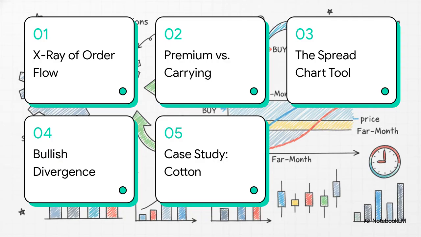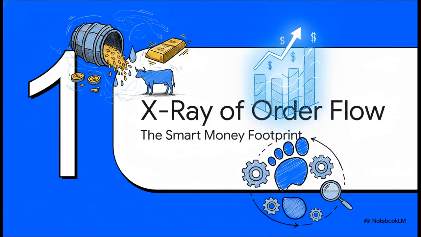All right, so here's our roadmap for this video. First, we're going to give you what's essentially an X-ray view of institutional order flow. Then we'll break down two key market states you absolutely have to know. After that, we'll introduce a special tool to measure market strength. And finally, we're going to tie it all together with a super high probability trade signal and a real-world case study. Okay, let's dive right in.